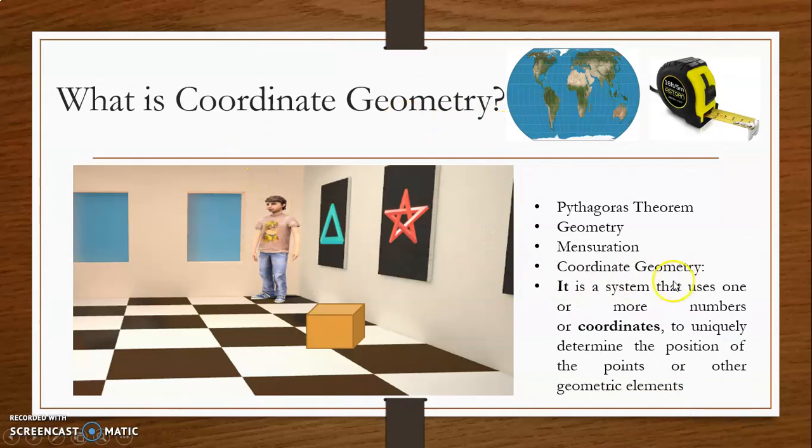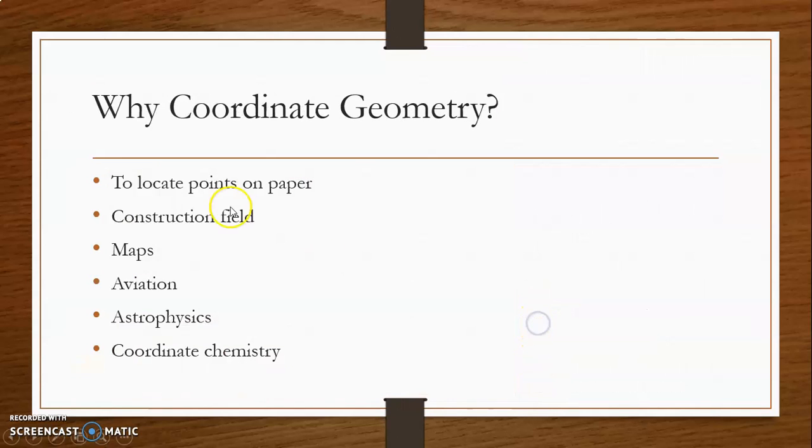So coordinate geometry is the system that uses one or more numbers, or coordinates, to uniquely determine the position of points or other geometric elements. So further, let's see how and why we need coordinate geometry.